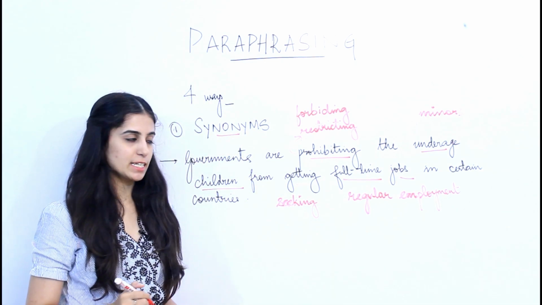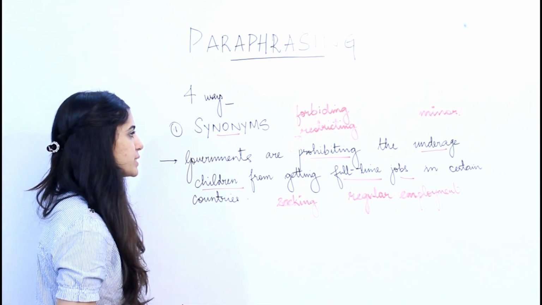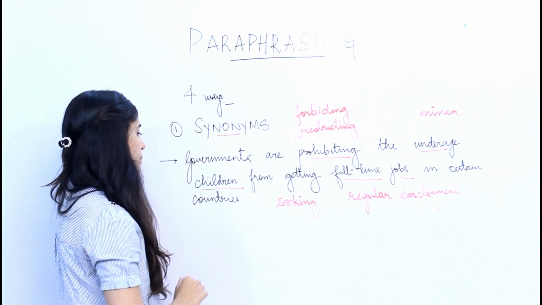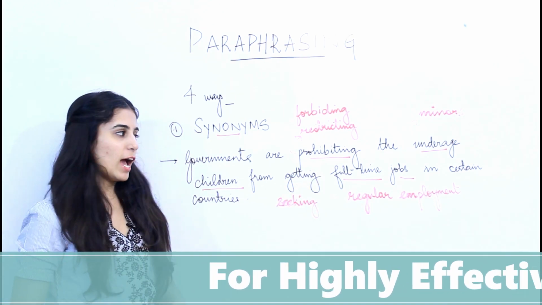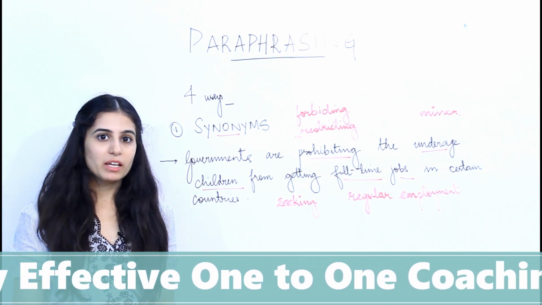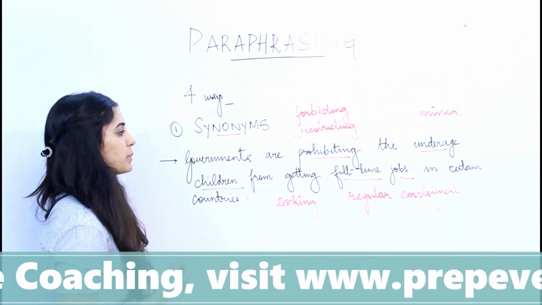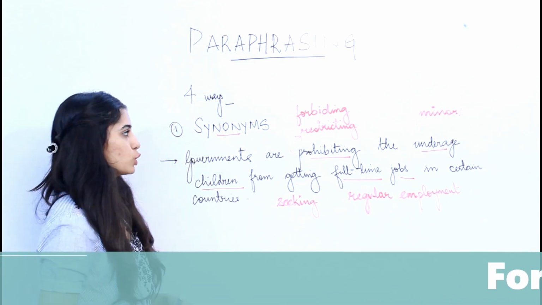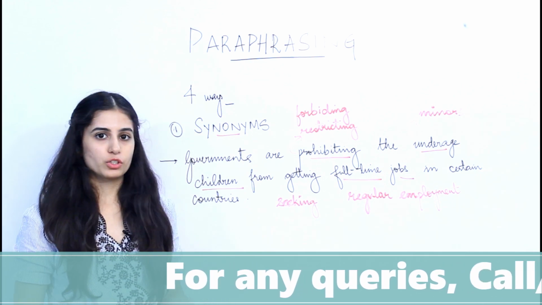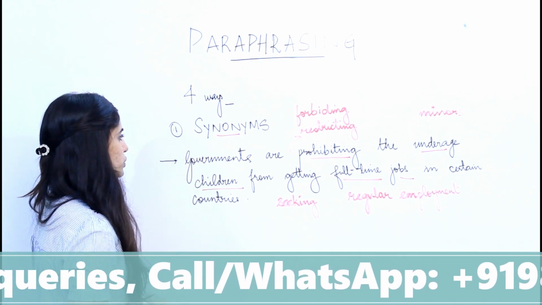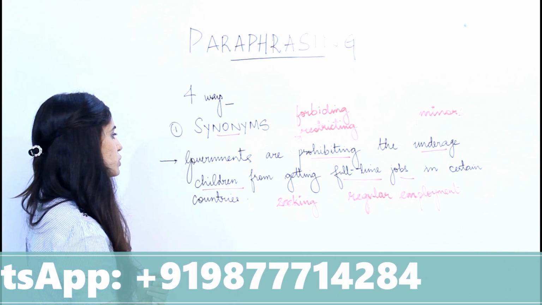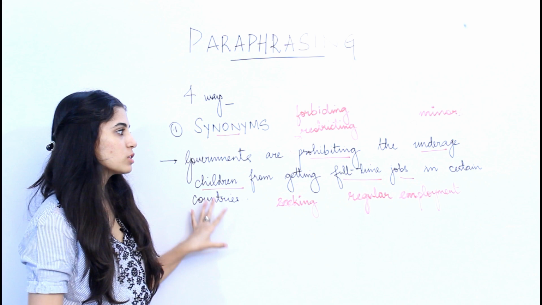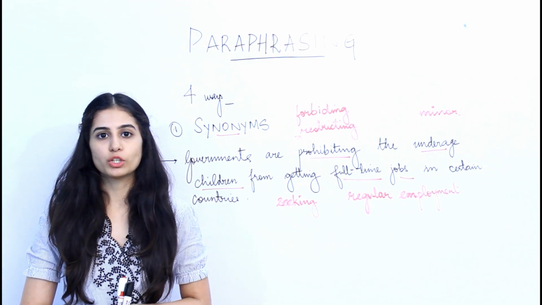So let's have a look at it. Governments are forbidding the minors from seeking regular employment in certain countries. I guess it conveys the same meaning, but it enriches it, or maybe with the use of synonyms we have paraphrased it and we were able to write our introduction, or at least the first part of the introduction. So governments are forbidding the minors from getting or seeking regular employment in certain countries. This is how you can utilize your synonyms to change it.